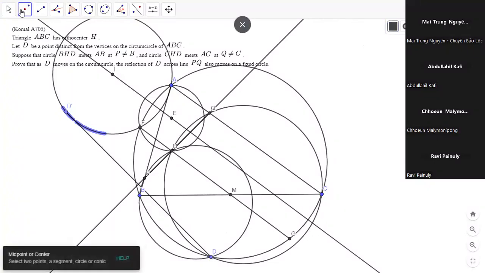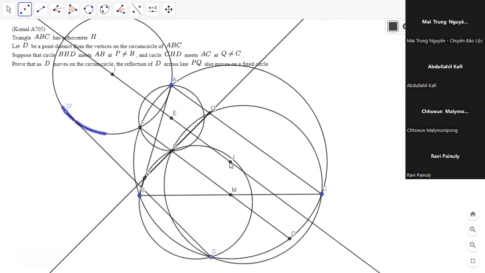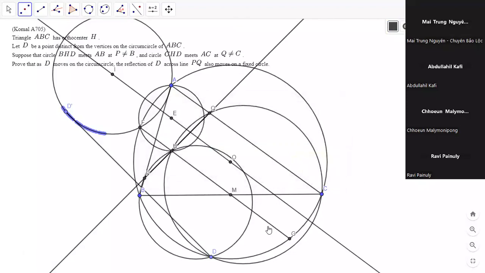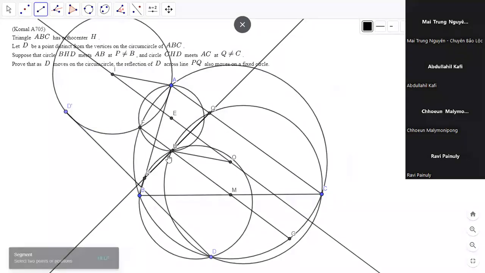IA equals OH, where O is the circumcenter. That is quite interesting. So this might be a parallelogram then? Maybe. Let's see. Because E is the midpoint of AH. Yeah, it looks like it. So I is a reflection of O across E.